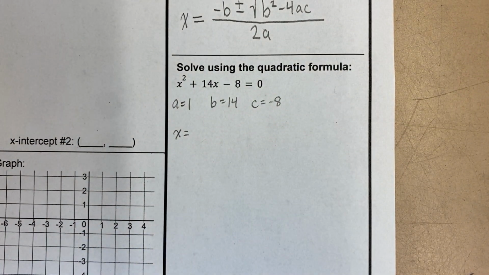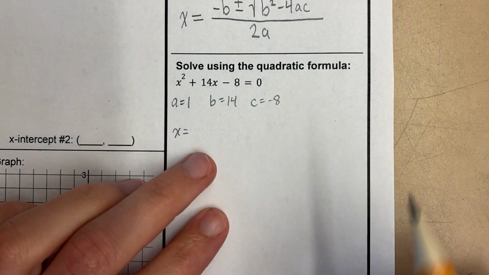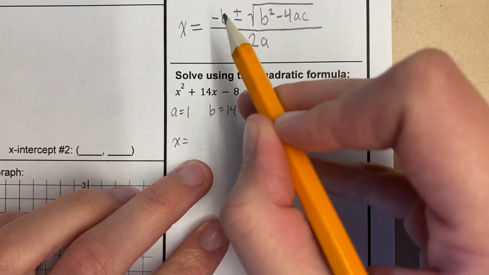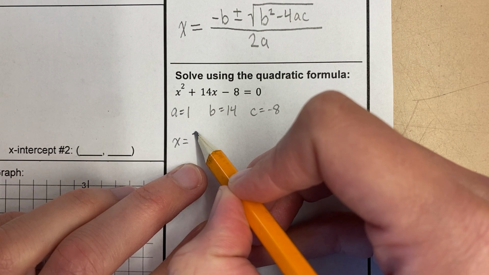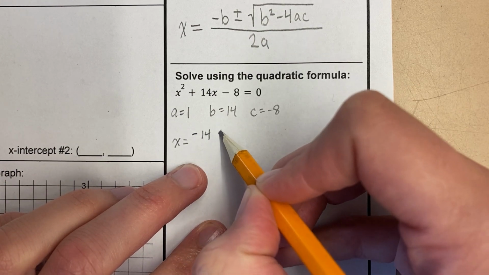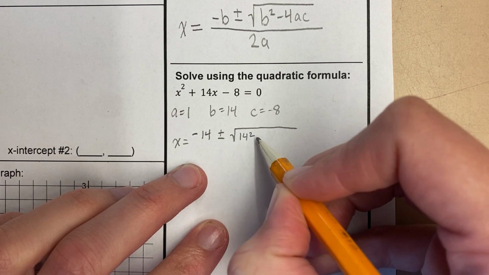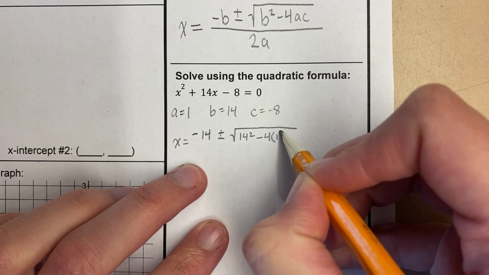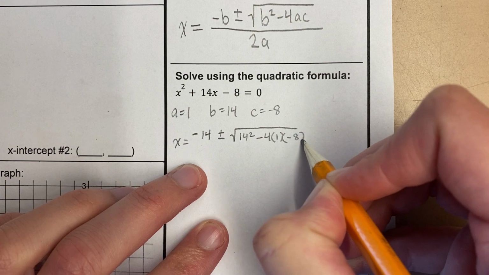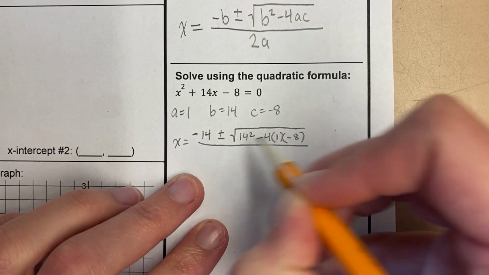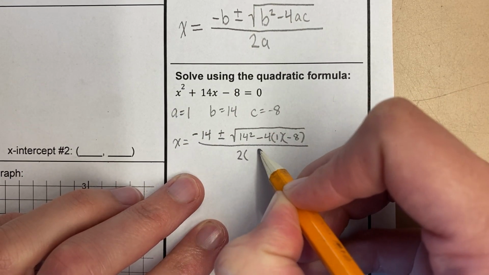Now this is a really easy thing to mess up, and it's really common, but it's going to be wrong if it's not the opposite of b. So b is positive 14. This is going to be -14, plus or minus the square root of b squared minus 4 times a times c, over 2 times a.